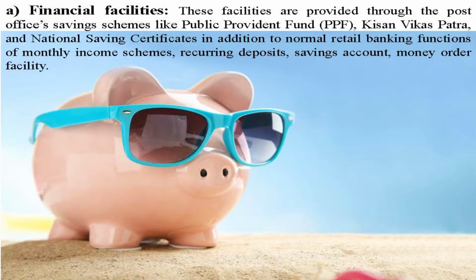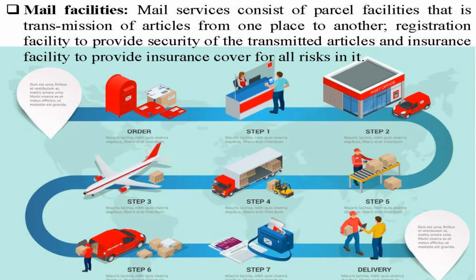There will be two types of postal services: the first one is financial facilities and the second one is mailing facility. We'll discuss financial facility first. These facilities are provided through the post office savings schemes like Public Provident Fund (PPF), Kisan Vikas Patra and National Savings Certificate, in addition to normal retail banking functions of monthly income schemes, recurring deposit, savings account, money order facilities, etc. And the second one is mailing facility.